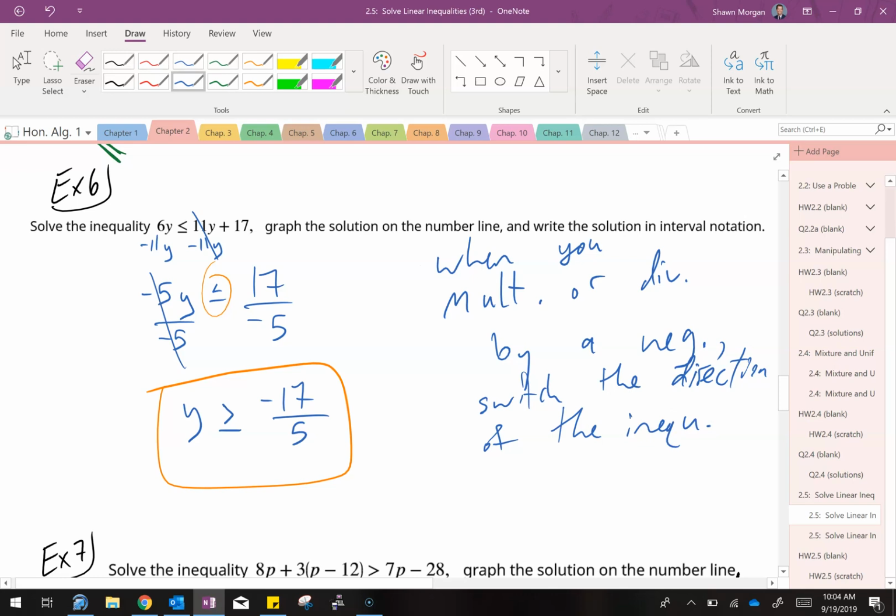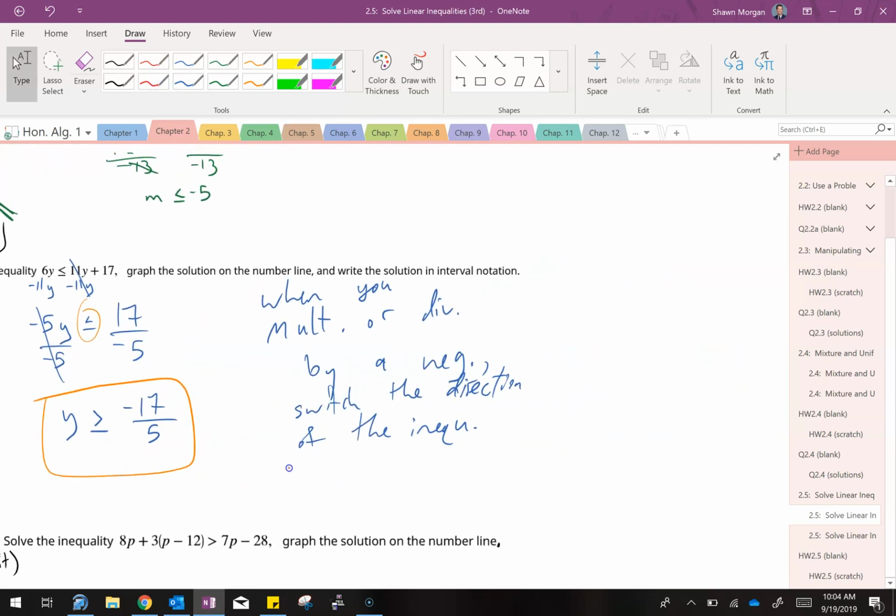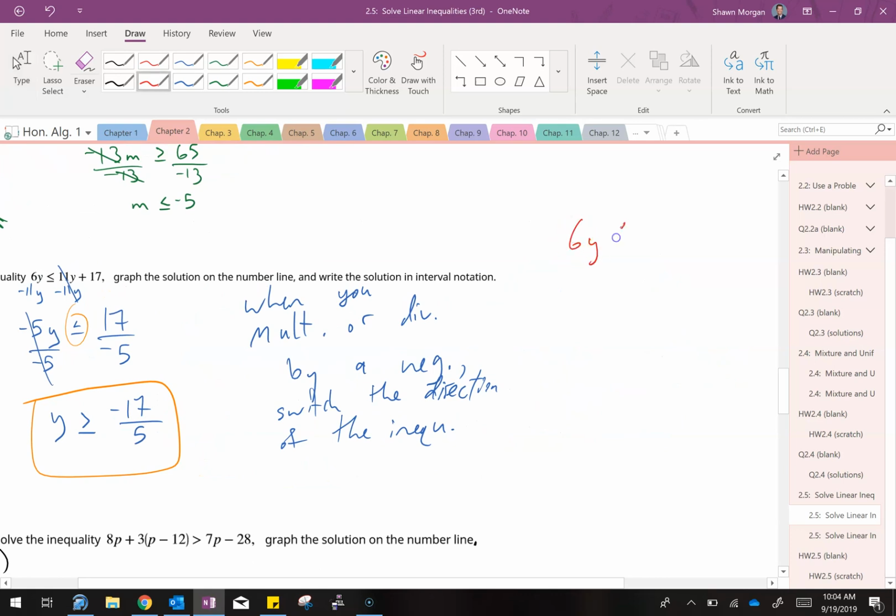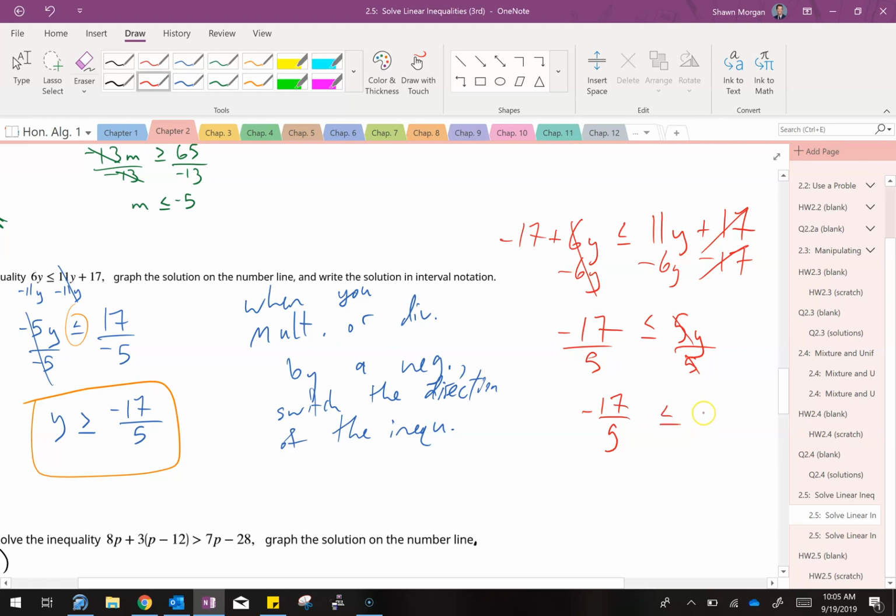All right, now there's an alternate way of working this one where you really didn't have to switch the direction of the inequality. I chose to subtract 11y from both sides. What if initially we had said, 6y can get moved over to the right-hand side, and 17 can get moved over to the left-hand side. So if we subtract 17 from both sides, and subtract 6y from both sides, we wind up with 5y on the right, negative 17 on the left. We divide both sides by 5, and lo and behold, I get negative 17 fifths, just like I had earlier. The inequality is a less than or equal to, and then the y on the right. That's the exact same answer.